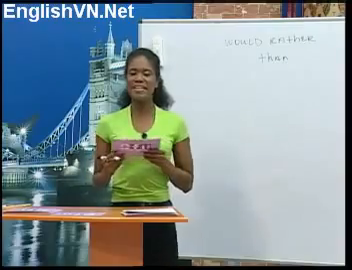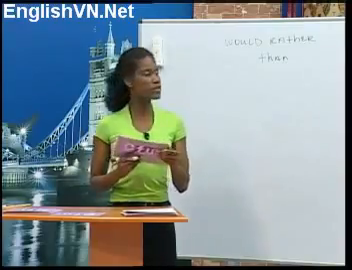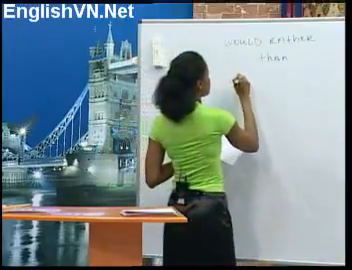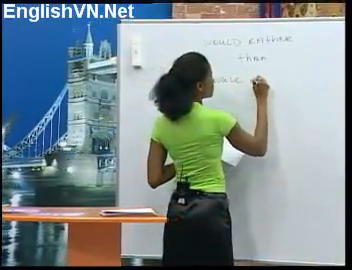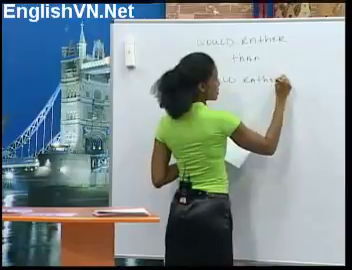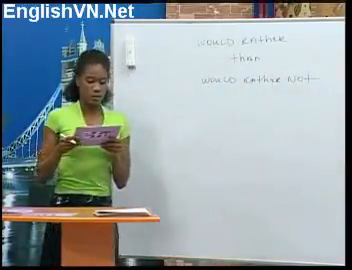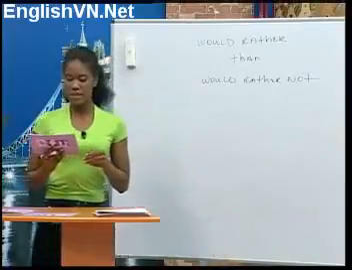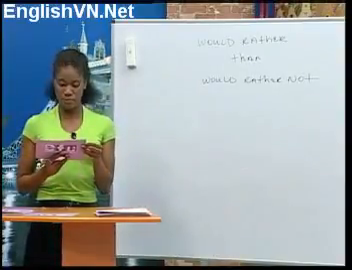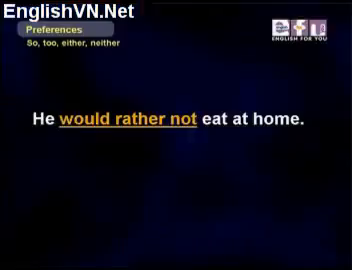When we want to make a negative sentence, we use would rather not. Okay, we only focus on the negative alternative. For example, he would rather not eat at home.